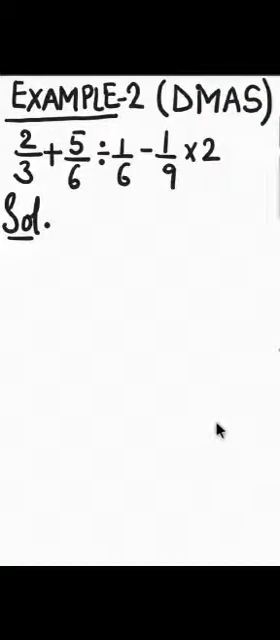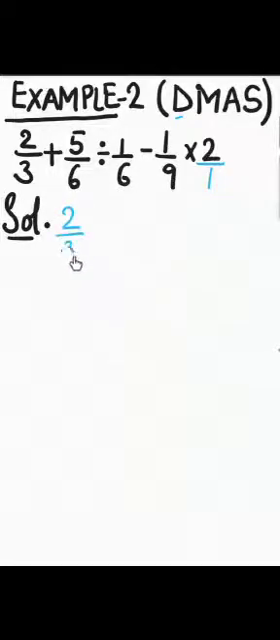Children, look at the second example now. 2 by 3 plus 5 by 6 divided by 1 by 6 minus 1 by 9 multiplied by 2. Here you can see all these are fractions. 2 is a whole number. So when 2 is a whole number, you can write 1 in its denominator, to make it easy for you. Now again we have to first do the division. Division is in between 5 by 6 and 1 by 6, but rest of the numbers will be copied as it is. So let's start.